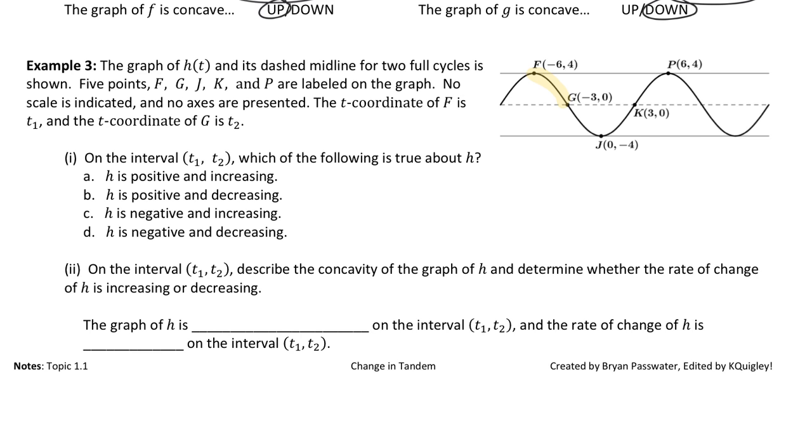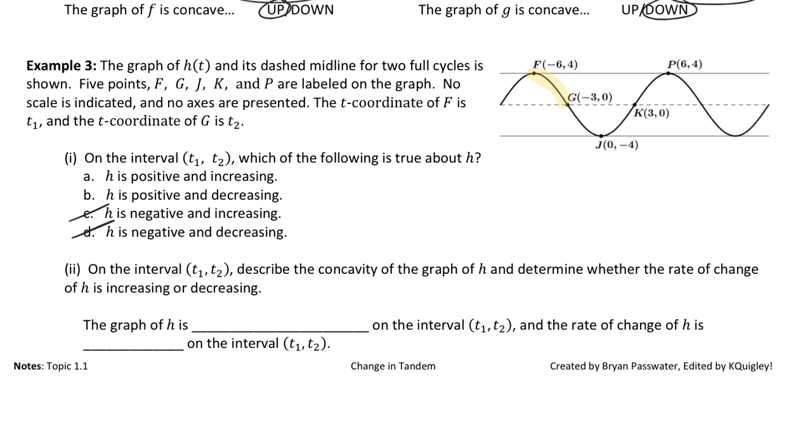Looking at the output values, because remember the function H is describing the output values. Would you say that these output values are positive or negative? Were output values the first coordinate or the second coordinate? It's the second. The second coordinate points are my outputs. So if we're looking at the outputs here, we go from 4 to 0. Are those numbers positive or negative? They're positive. So I'm going to eliminate some answer choices here.